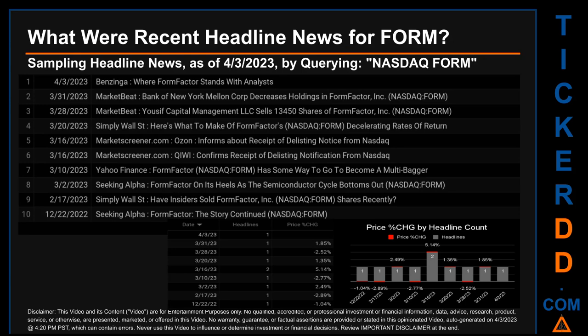Thursday, March 16, 2023 had the most headlines. It had 2 discovered headlines when MarketBeat published the headline that read, "Bank of New York Mellon Corp decreases holdings in Form Factor." MarketScreener.com published the headline that read, "Ozon informs about receipt of delisting notice from NASDAQ." MarketScreener.com published the headline that read, "Givi confirms receipt of delisting notification from NASDAQ."